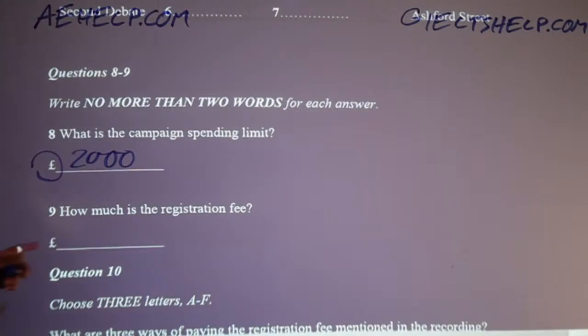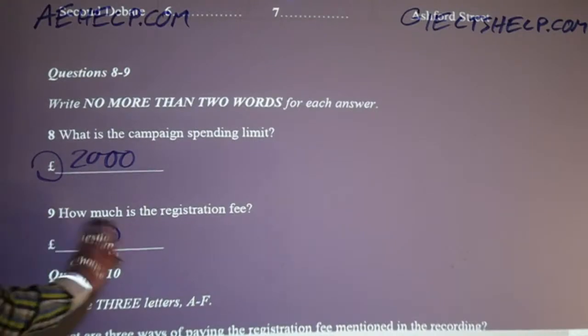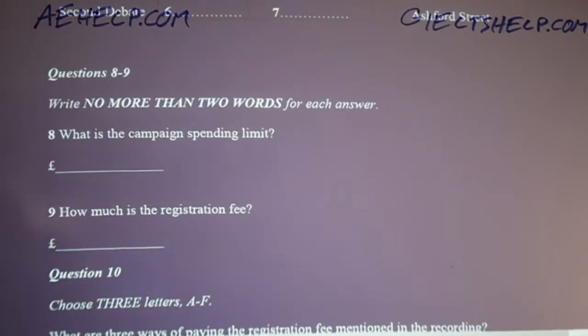All right, how much is the registration fee? Again, we have pounds here, so all we need is a number. What is the registration fee for running for town councillor? Yash, remember, no need to write pounds. Poonam, no need to write pounds because you have the symbol given in the sheet. Yep, so just 50. Okay, all you need there is 50. All right.